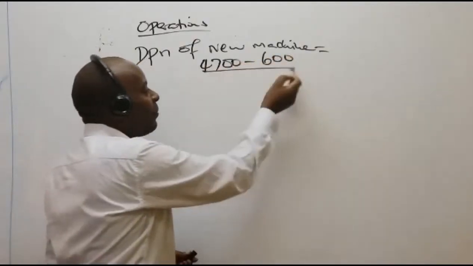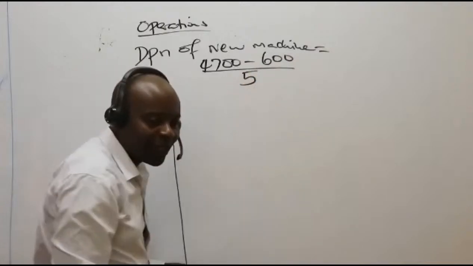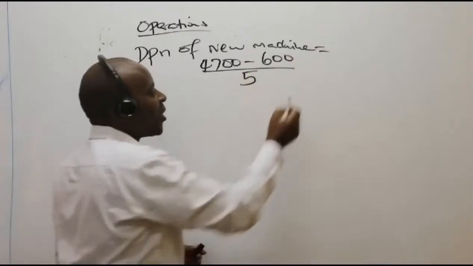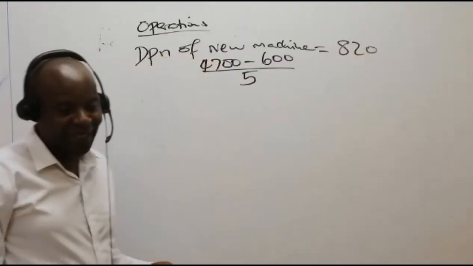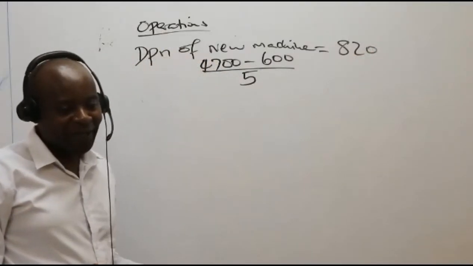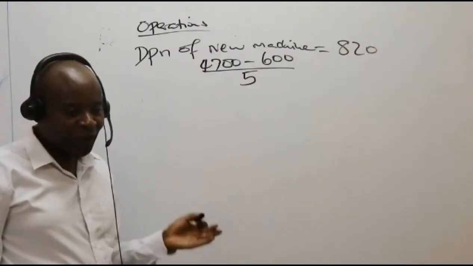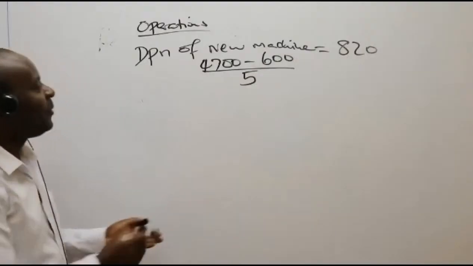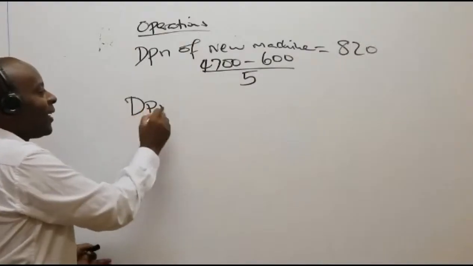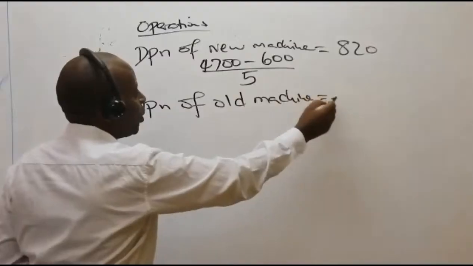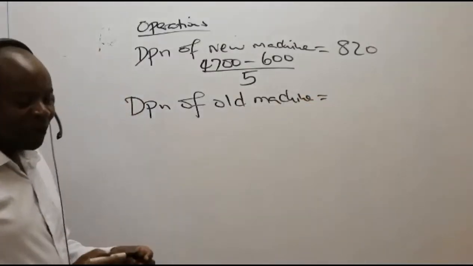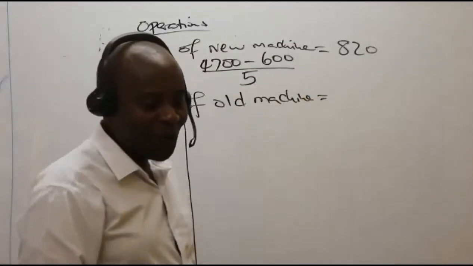Divide by the number of years, which are 5. Somebody tells me they are getting a figure of 820. That is the depreciation of the new machine. How about depreciation of the old machine? Do the same for the depreciation of the old machine.